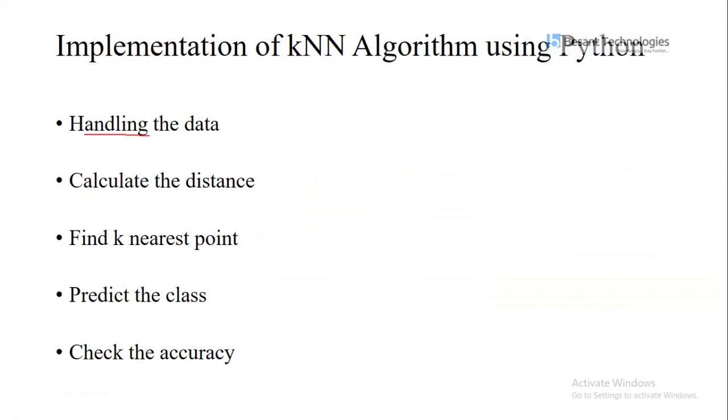These are the steps we need to handle before implementing KNN. We need to handle the data, then calculate the distance, then find the nearest neighbors, then predict the class, then check the accuracy. The next step is we need to apply this KNN with our Python.